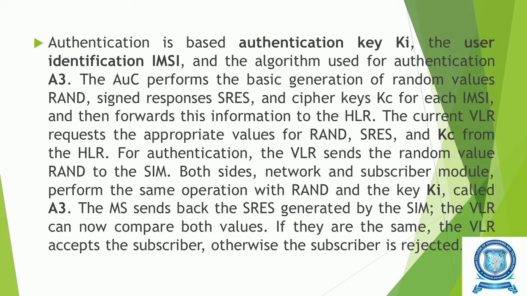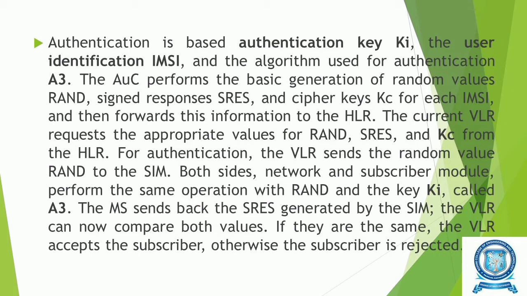The authentication center (AUC) performs the basic generation of random values, which are called RAND, signed responses, which are called SRES, and the cipher keys KC for each IMSI, that is the user identification, and then forwards this information to the home location register. The current visitor location register requests the appropriate values for the RAND, SRES, and the KC from the home location register. For authentication, the VLR sends the random value to the SIM.